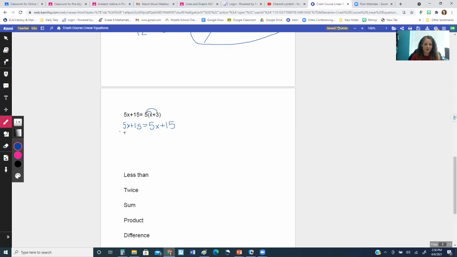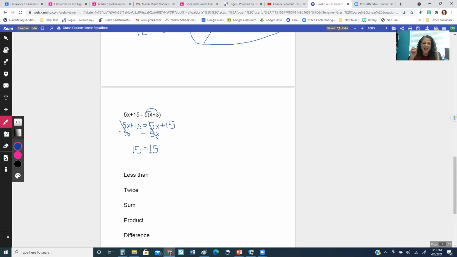I'm going to subtract 5x. Oh, we're having the same thing happen. It's probably going to be no solution again, right? Well, let's see. So those 5x's cancel. We get 15 equals 15. Does 15 equal 15? Actually, yes, it does. Does 15 always equal 15?